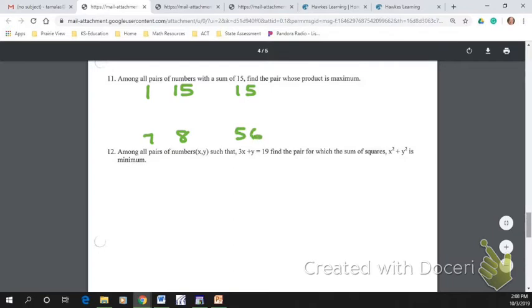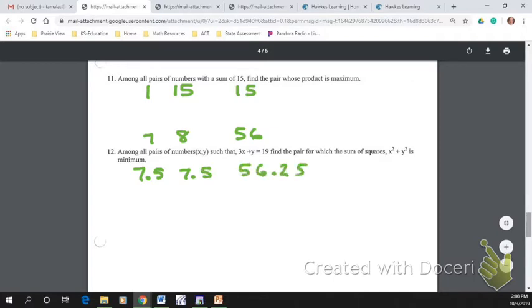Okay, so you're right, the closer together the numbers get, the higher the product's going to be. But it did not specify that I had to have integers. So is there a decimal that I could use that would be even closer together? What about 7.5 and 7.5? What's it give you if you multiply them together? 56.25. Ah, 56 and a quarter.